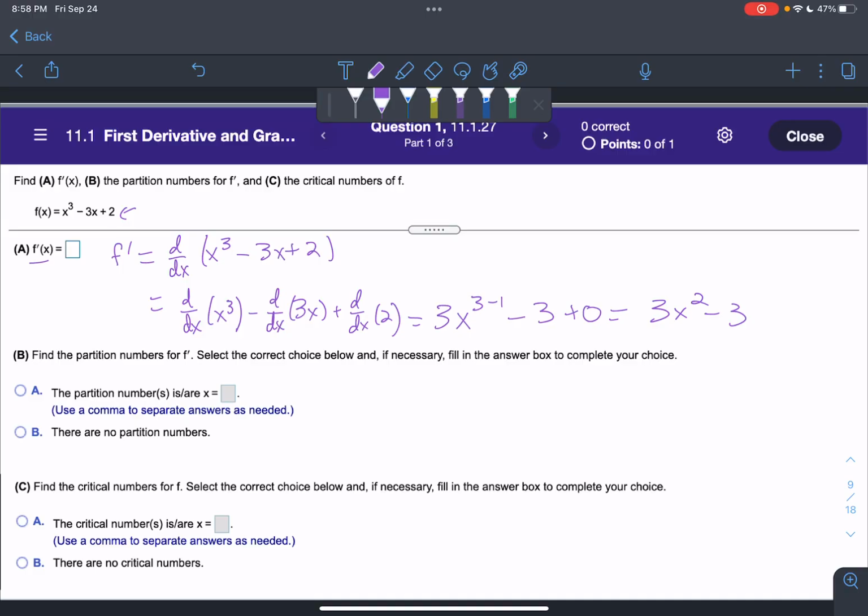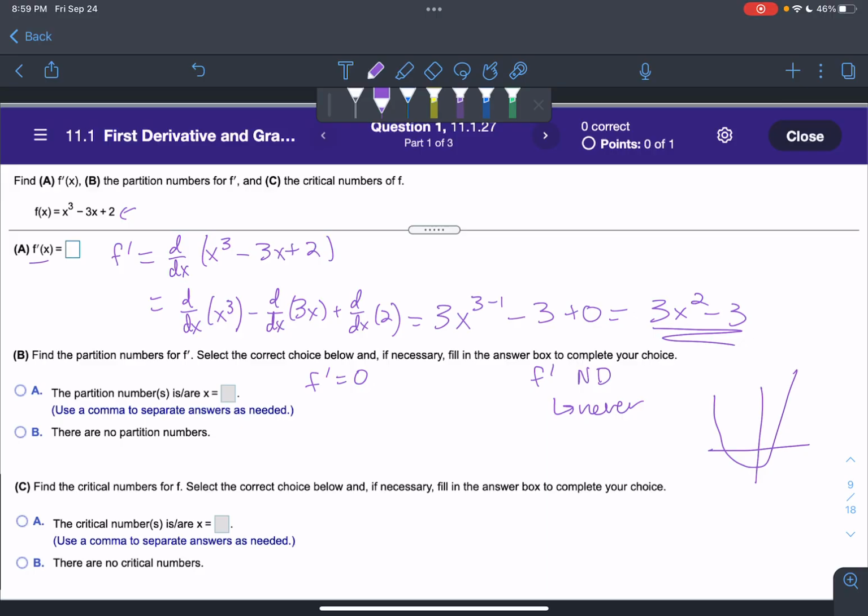All right, so partition numbers for f prime, these are where f prime is equal to 0, or where f prime does not exist or is not defined. So our derivative is always defined, right? It's a polynomial. In fact, it's some kind of parabola, maybe like this. So it's always going to be defined, so never.